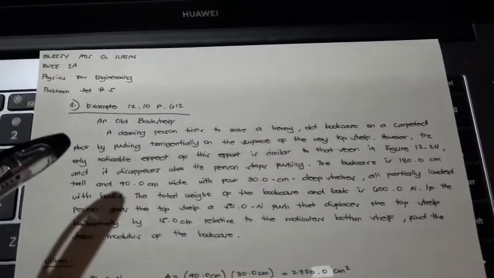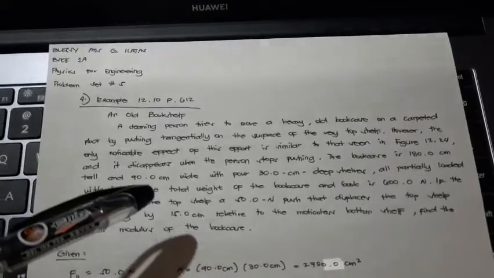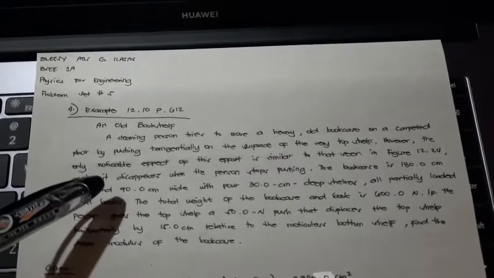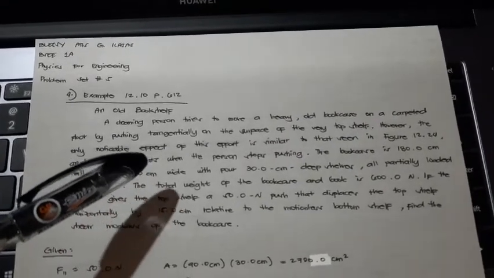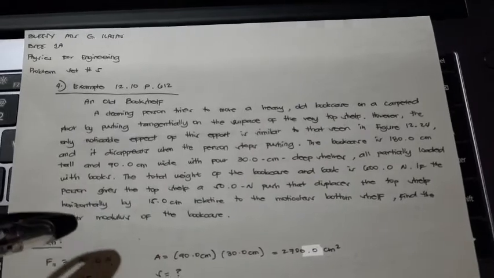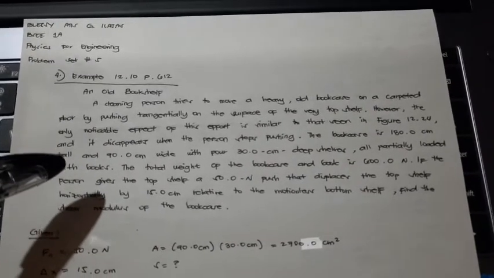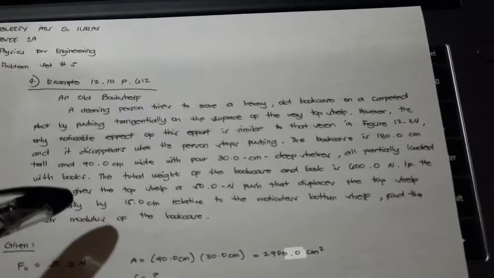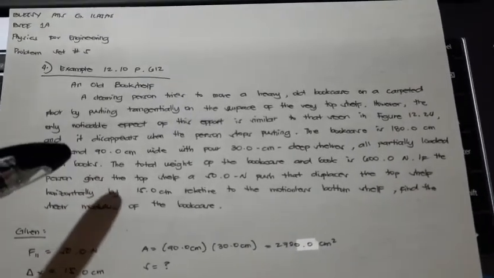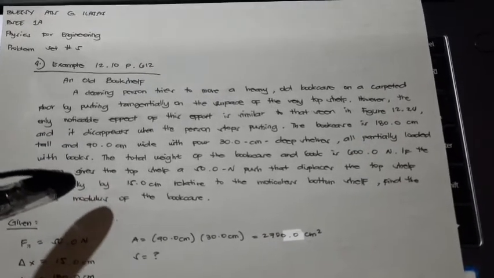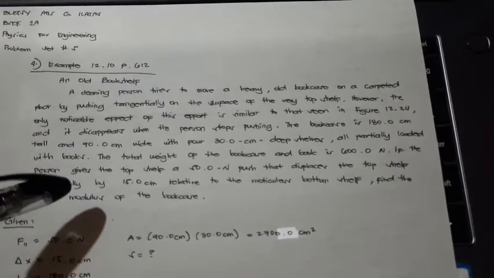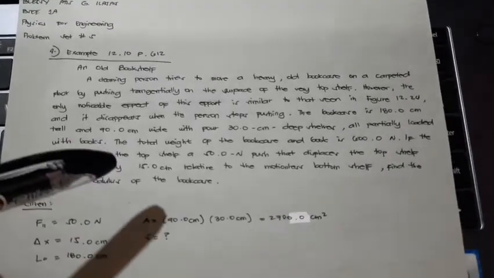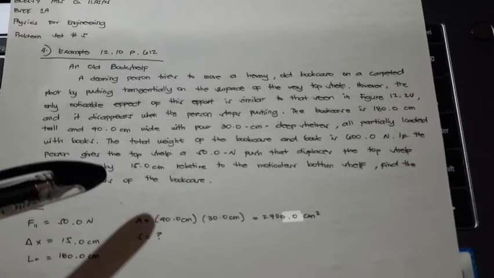Example 12.10 on page 612. An old bookshelf. A cleaning person tries to move a heavy old bookstore on a carpeted floor by pushing tangentially on the surface of the very top shelf. However, the only noticeable effect of this effort is similar to that seen in figure 12.24, and it disappears when the person stops pushing.